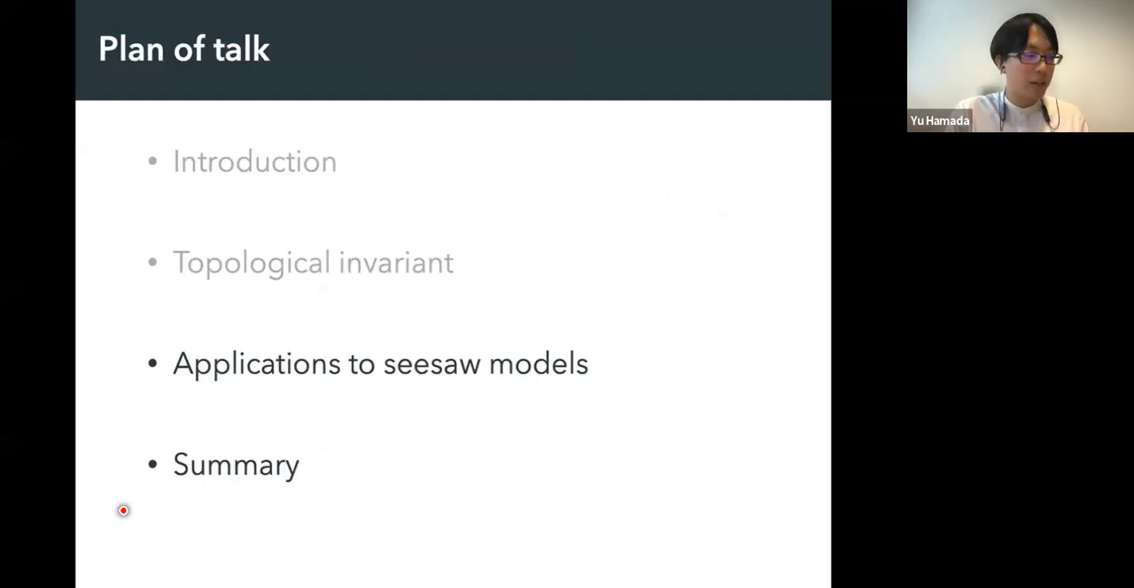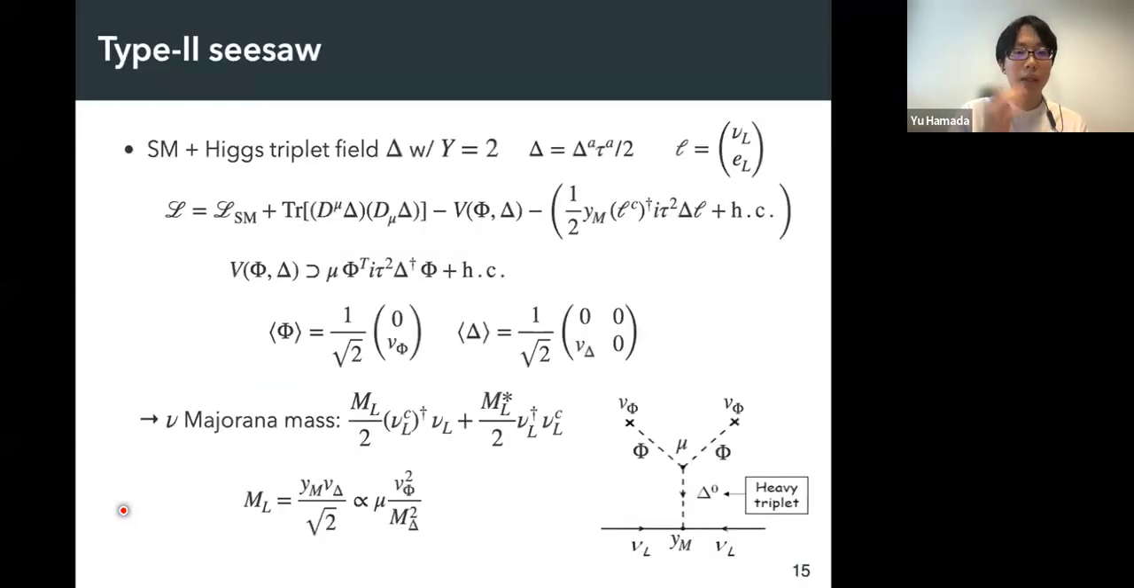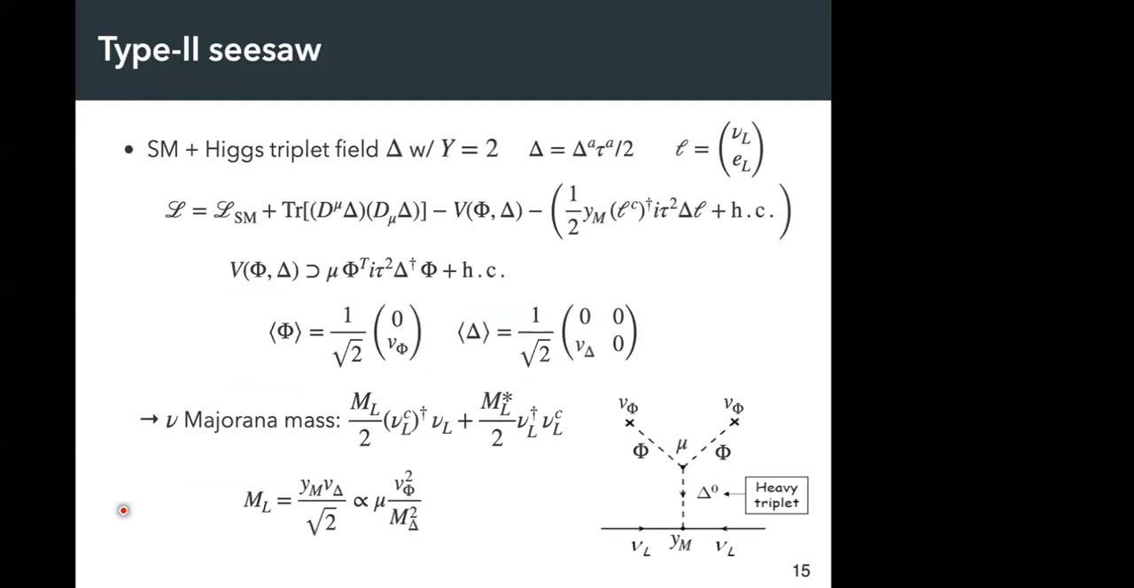So far I explained the topological invariant, and then let's apply this invariant to other models, for example, type 1 seesaw models and so on. Sorry, firstly, a question. Is this topological number or topological quantity related to some anomaly in 3 dimensions?